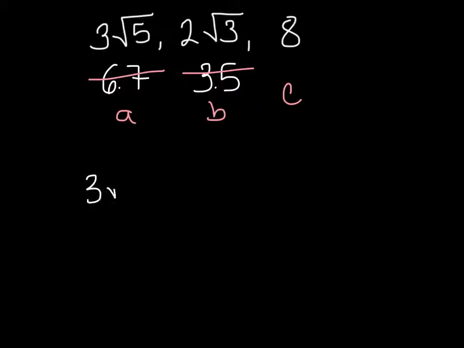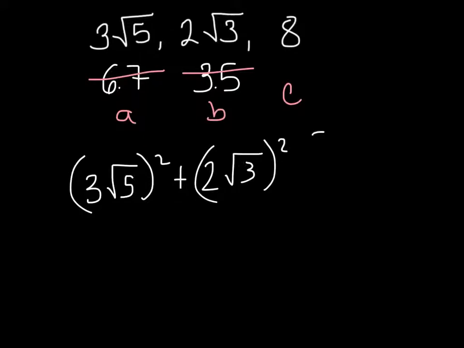So 3 square roots of 5, squared. And then we're going to add that to b squared, so 2 square roots of 3, squared. And then how does that relate to 8 squared? That becomes the question. How are those related?